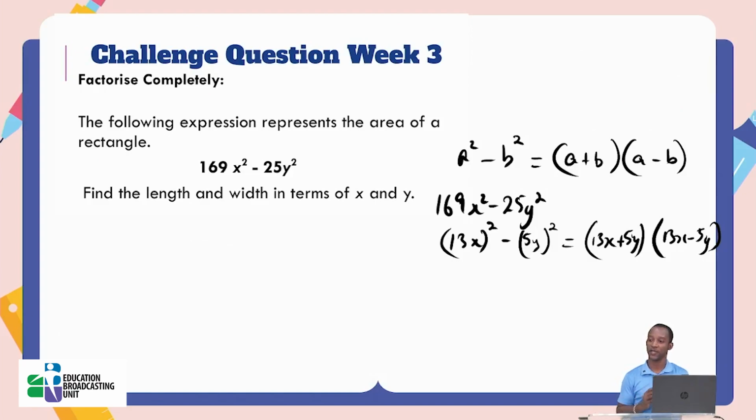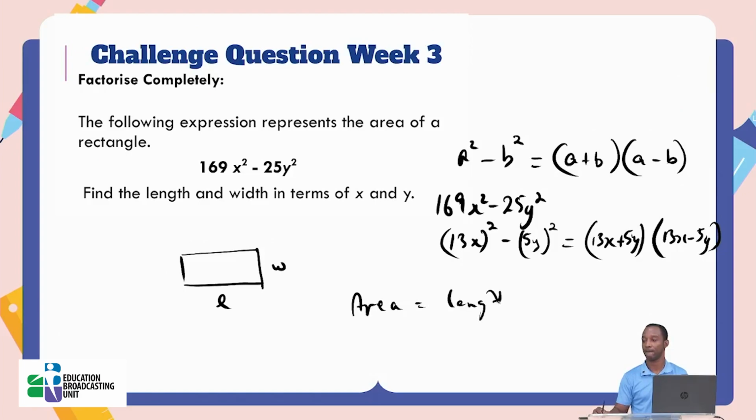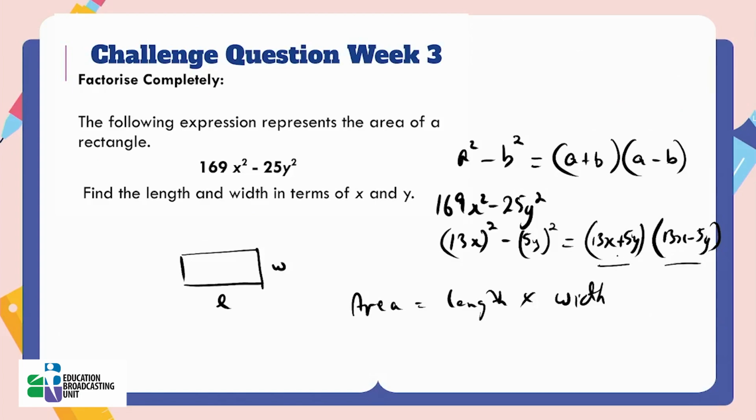Okay, so we were told that the expression represents the area of a rectangle. So when we have a rectangle, we know the area of a rectangle can be found by multiplying the length by its width. Area equals length times width. And what we have here is the two lengths, or the two measures. We have 13x plus 5y representing the length of one side of the rectangle. The other quantity, 13x minus 5y, represents the other length.